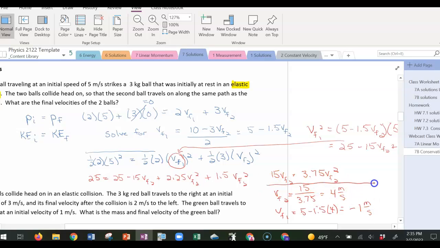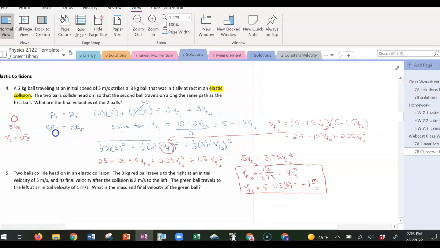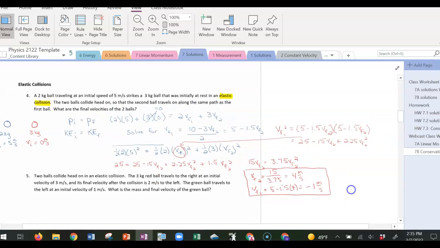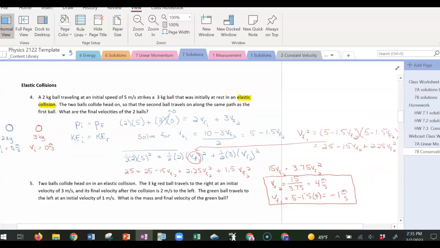So I now know both the velocity of the second ball at the end and the velocity of the first ball at the end. So the math gets a little messy, but if you just work with these two equations, the one for the momentum being conserved and the one for the kinetic energy being conserved, you can solve these problems.